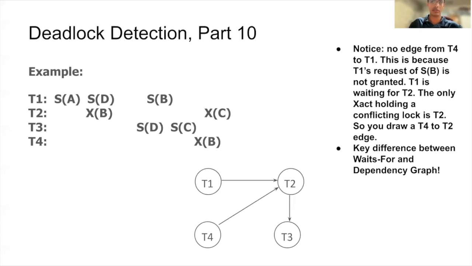And this is a key difference between the waits-for graph and the dependency graph. In the dependency graph, for example, you might have seen that we have to draw an arrow from any pair of conflicting operations. That's not going to happen here because here we're only going to draw an arrow from one transaction to another if that transaction is waiting for a lock on a resource and the transaction we're drawing the edge to, in this case T2, has a conflicting lock that it's holding.